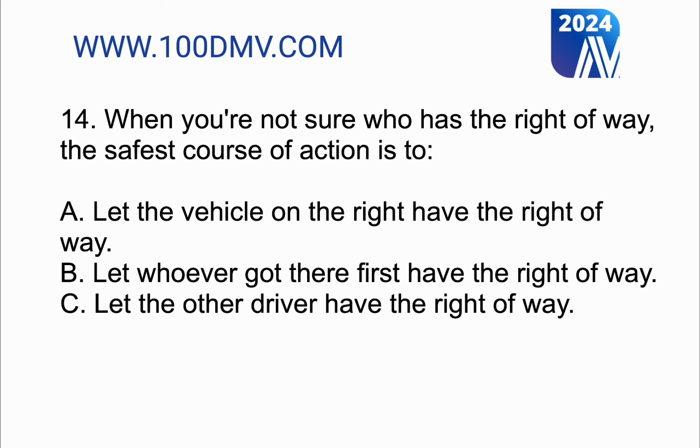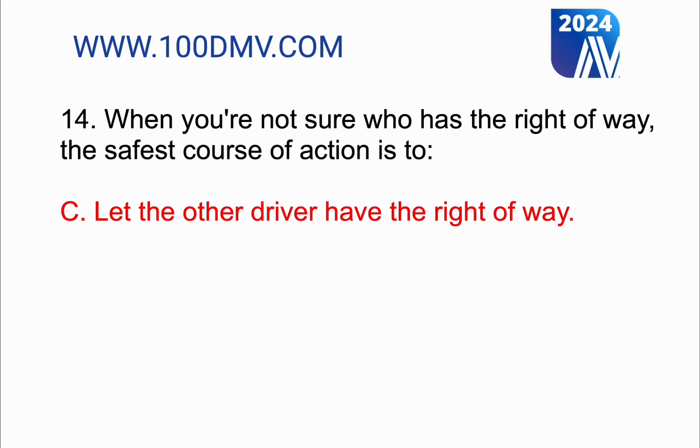14. When you're not sure who has the right of way, the safest course of action is to A. Let the vehicle on the right have the right of way. B. Let whoever got there first have the right of way. C. Let the other driver have the right of way. Correct answer. C. Let the other driver have the right of way.